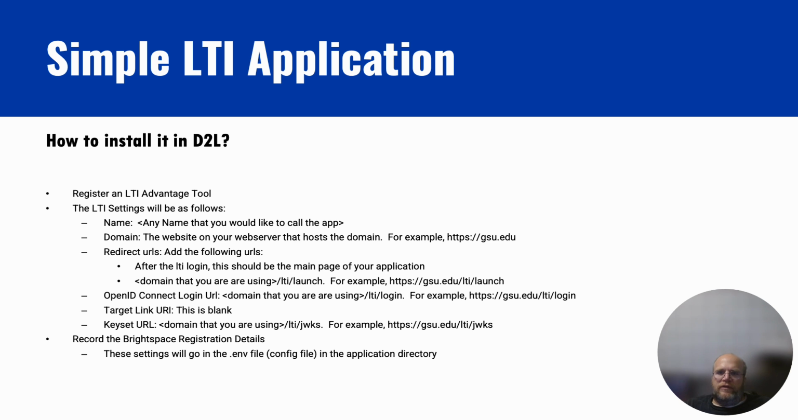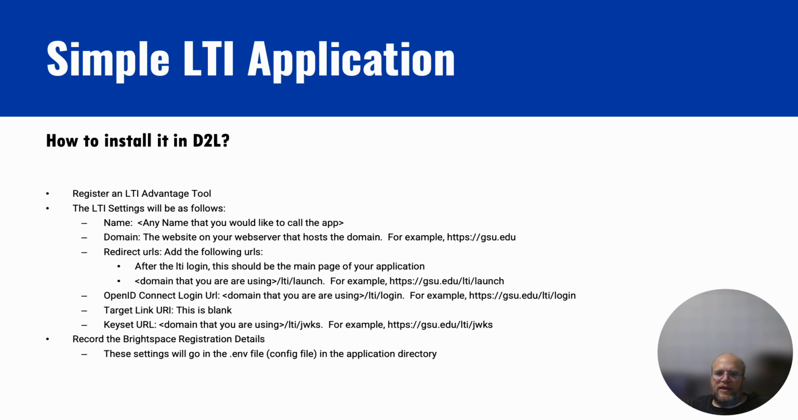How do you install it in D2L? You need to register the application in LTI Advantage Tools. The settings are as follows. The name field can be any name you would like to call this application. The domain is the URL that you are using. For example, a domain would be https://gsu.edu.